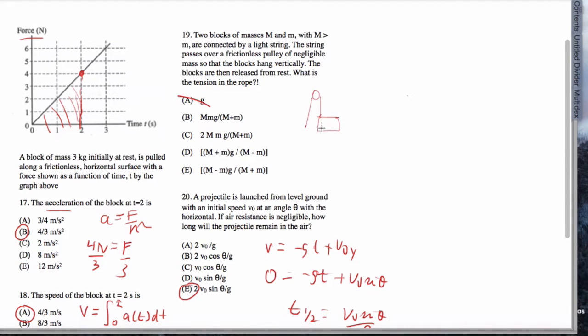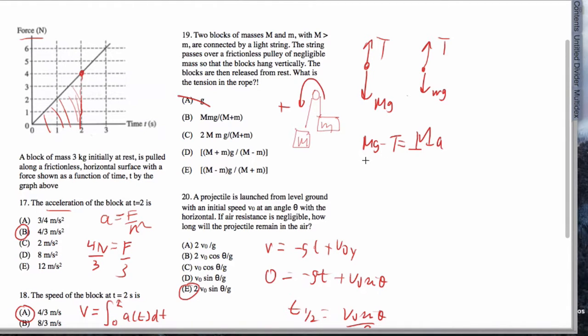we got little m and big M. Let's set up our equations. And we'll make this the positive direction. So I have T. I can't even draw a free body diagram. Okay, T and then big Mg here. And on the other side, we have T and little mg here. Let's set up our equations. So I'm going to have Mg minus T equals big M times a. And then we have T minus little mg equals little m times a.